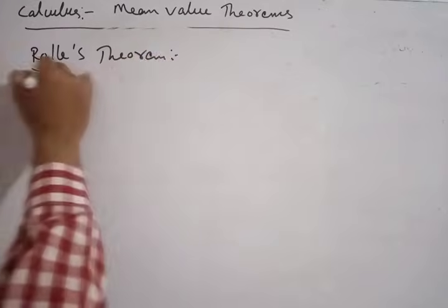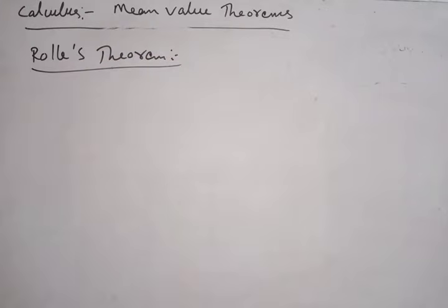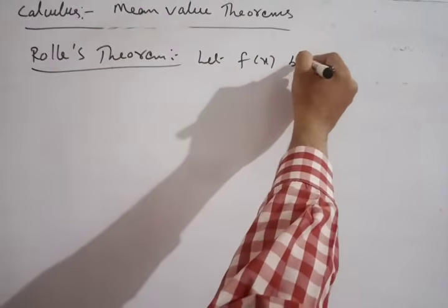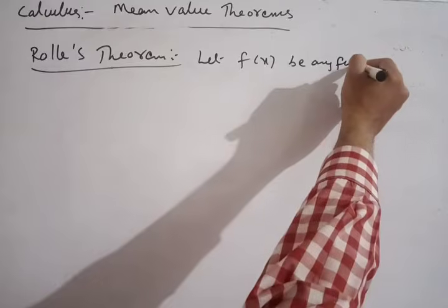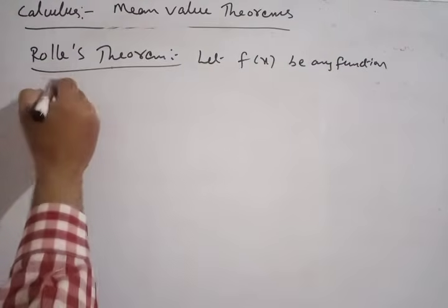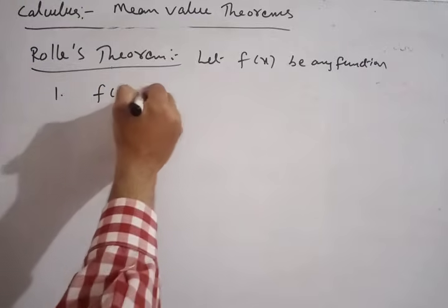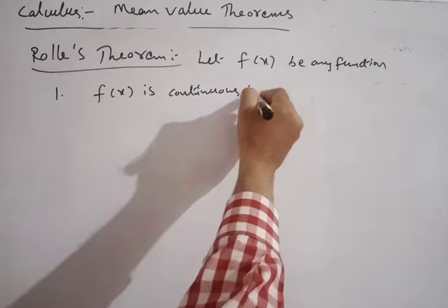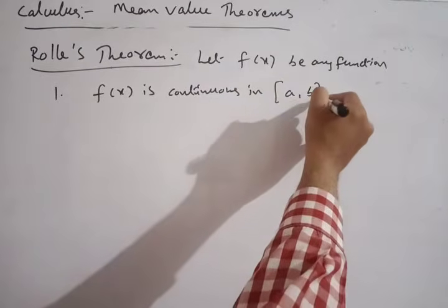We'll see the definition of Rolle's theorem. It's a small definition, very important. It will come for 2 marks. So what is Rolle's theorem definition? Let f of x be any function such that, first point, f of x is continuous in the closed interval a comma b.